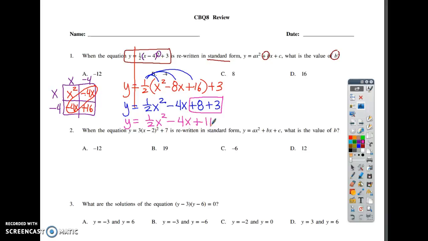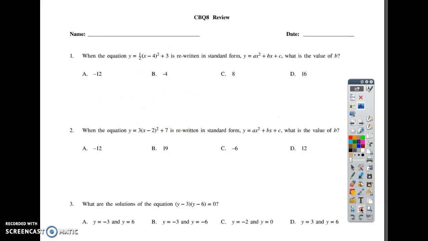And the question was asking for the value of b. So that would be the negative 4. So your answer is B. Letter B is your answer. You can always, remember, you can always rewind if I went too fast, or fast forward if you already knew how to do this. So the answer for number 1 is B. Make sure that you show all your work. That's exactly how you're going to do problem number 2.